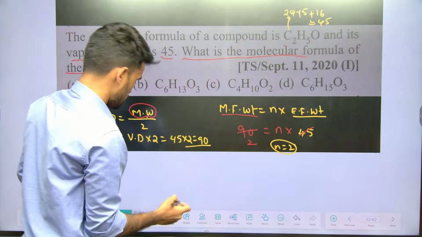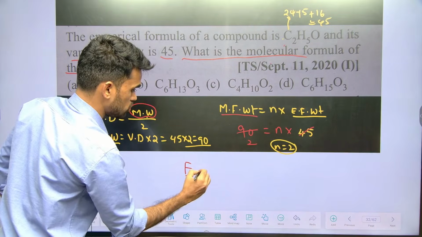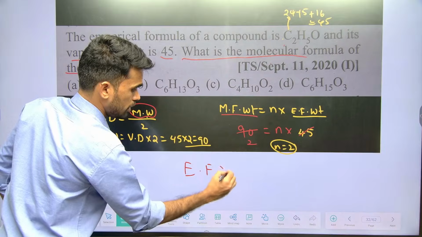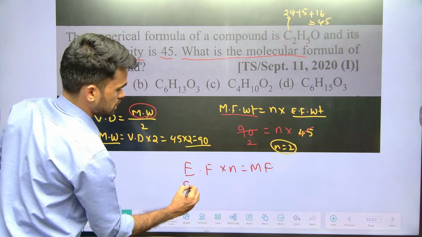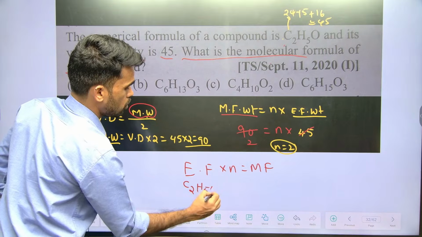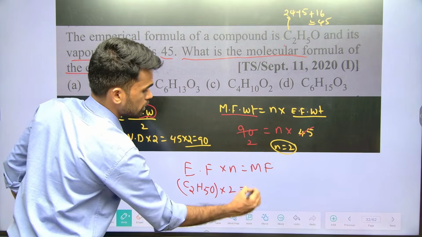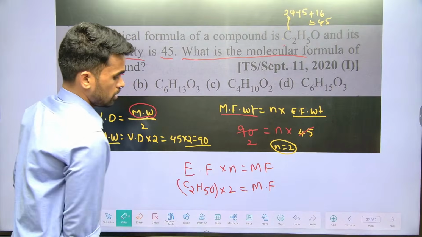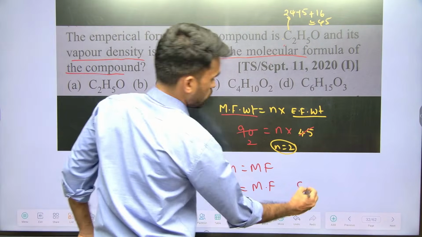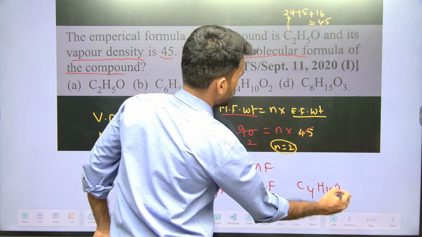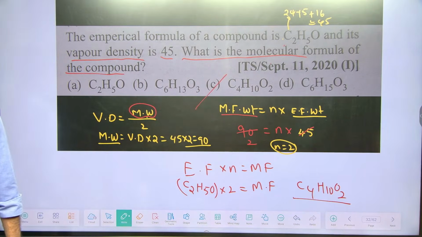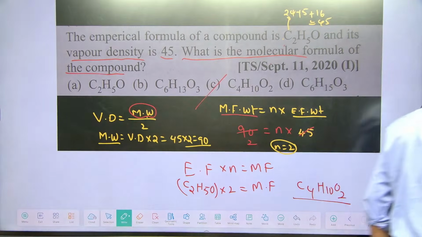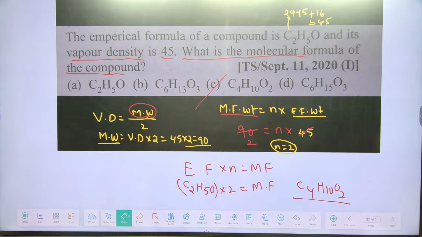If n is equal to 2, here this is the empirical formula. So what is the relation? Empirical formula into n equals molecular formula. So the empirical formula C2H5O multiplied with 2 gives you C4H10O2. Do we have that option? C. That is your answer. Okay, is this clear everyone? Yes.